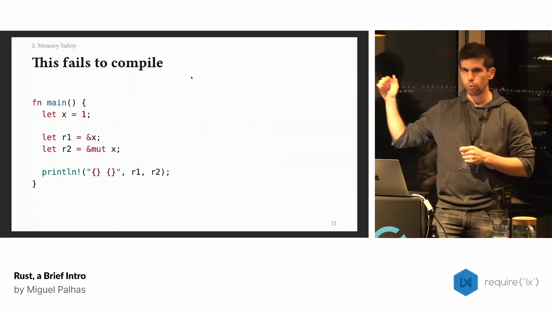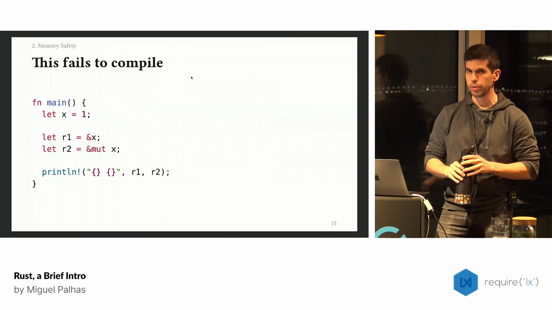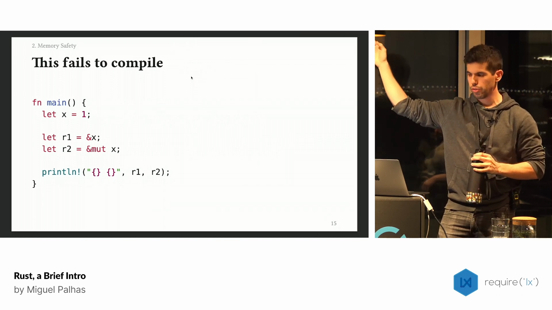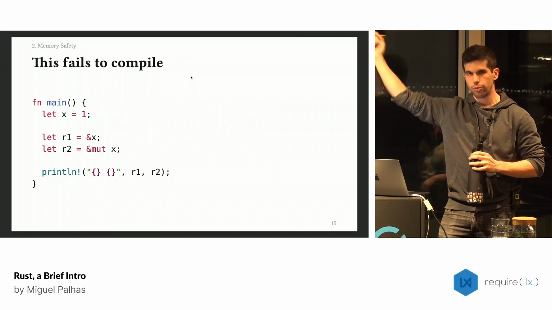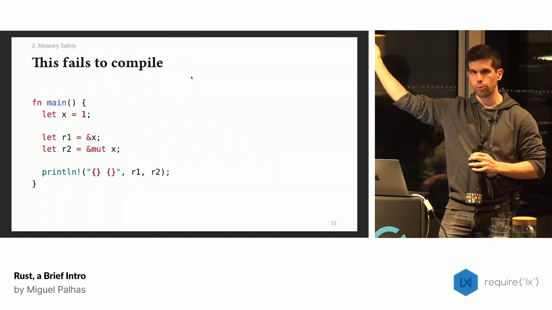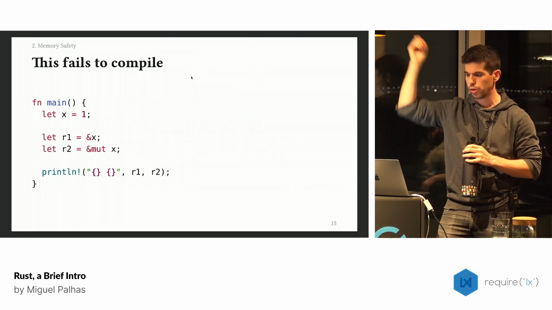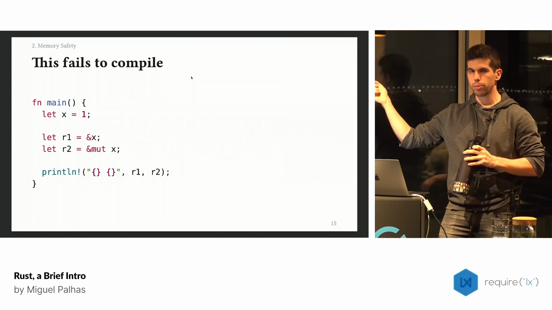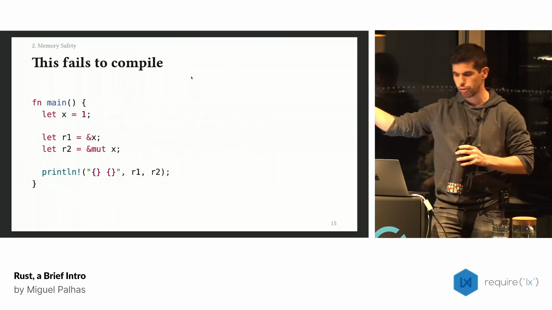I'm not sure if you all know what a reference is. Maybe people from Java and JavaScript are not familiar with that. But a reference is a pointer to some other existing piece of data. So X is a variable. R1 is a reference, in this case, that points to X. So it doesn't allocate any extra memory. It just points to that number that already exists. And then R2 is also a reference, but a mutable one. A mutable reference is a reference that allows us to change what the reference is pointing to.